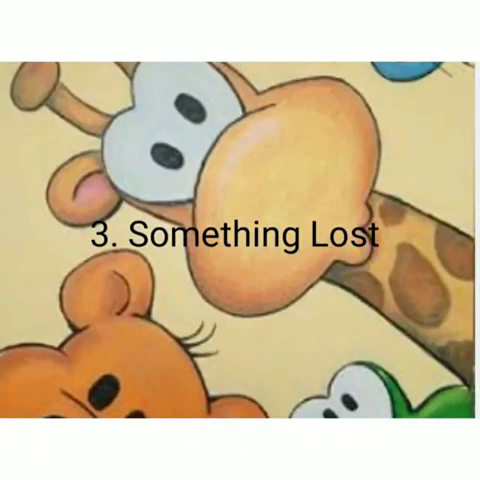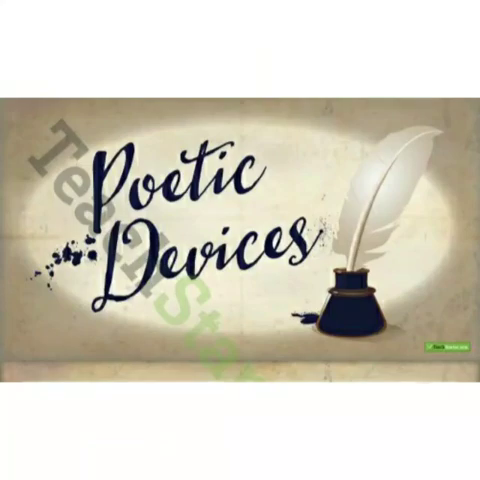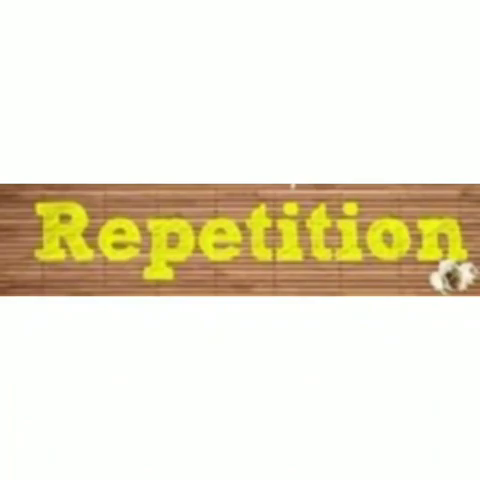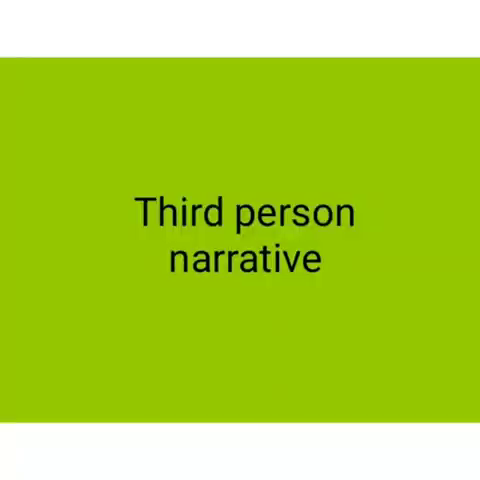The third topic, something lost. The poet Judith Nichols, in the poem Lord Neptune, uses poetic techniques such as rhyme, rhythm, repetition, personification, dialogue without speech marks, exclamations, and third person narrative.